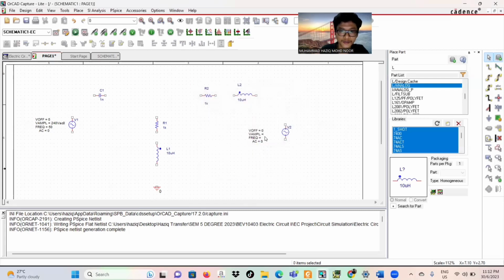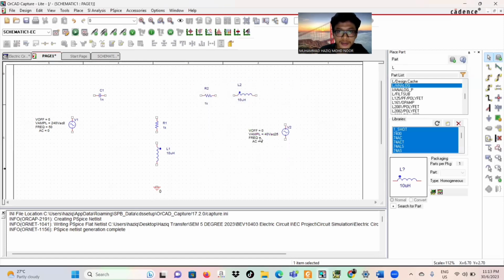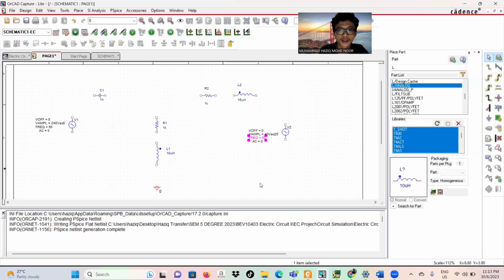Just apply the same method as we did for source number 1 over here, with 0, while the magnitude for source number 2 is given by 40, and the angle is 25. Frequency is also set using the Malaysian standard, which is 50 Hertz.